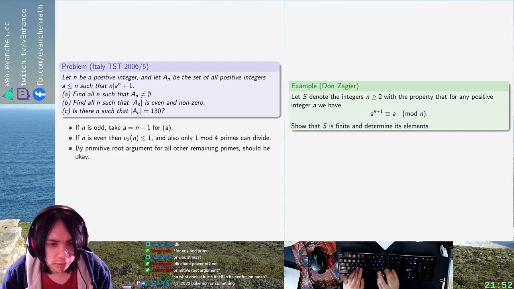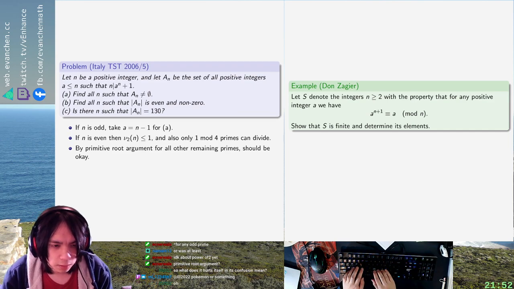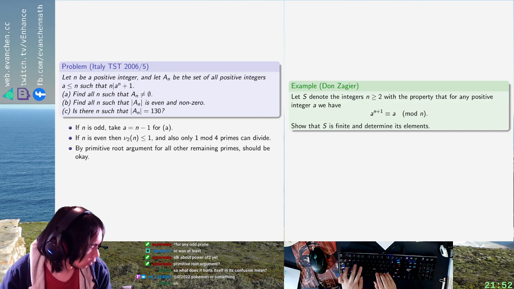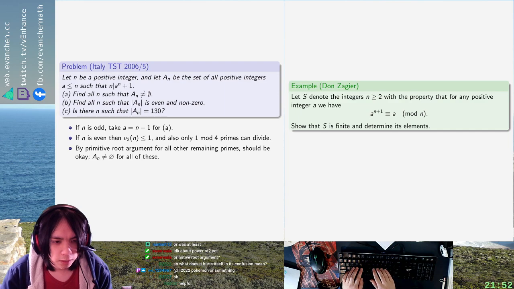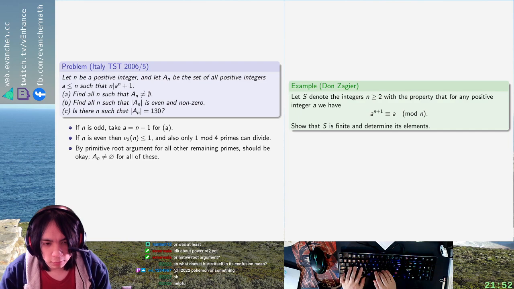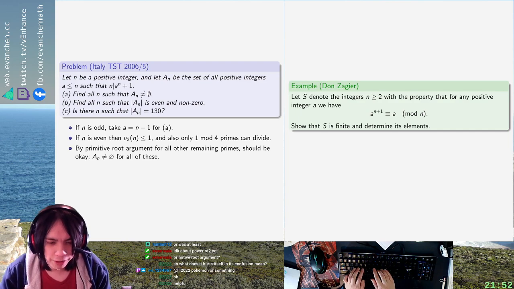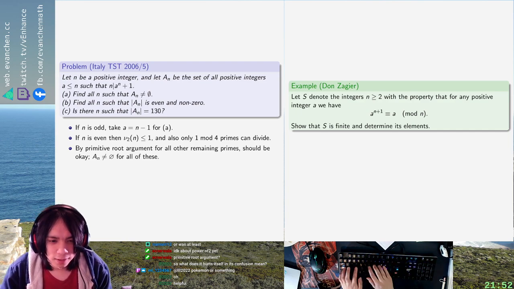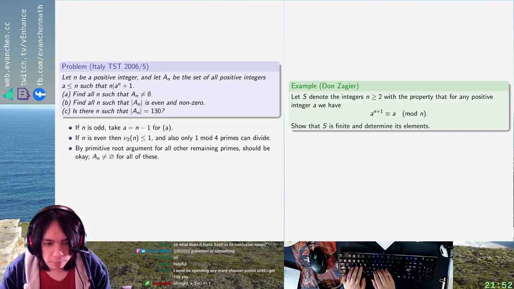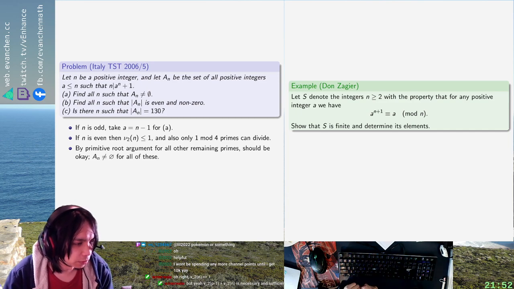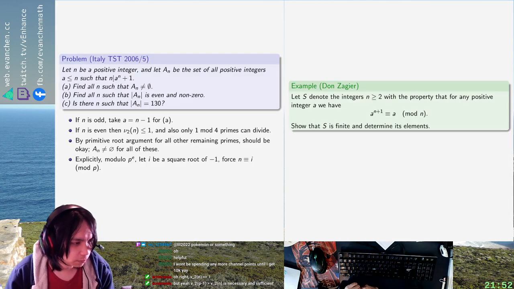A_n is non-empty for all of these. Yeah, because for example, explicitly modulo p to the e, you just pick any i to be a square root of minus 1 and force a to be congruent to i mod p. And n is like twice an odd number, so yeah, things are just fine.